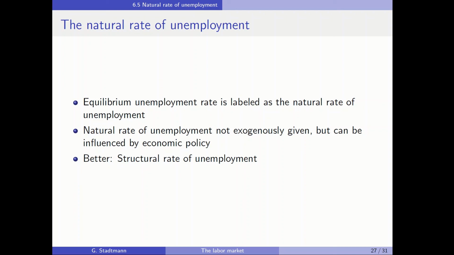In case the policymaker changes the structure of the labor market, the policymaker can influence the equilibrium level of unemployment. Therefore, some economists argue that it's better to talk about the structural rate of unemployment, because the structure of the labor market determines the equilibrium level of unemployment.